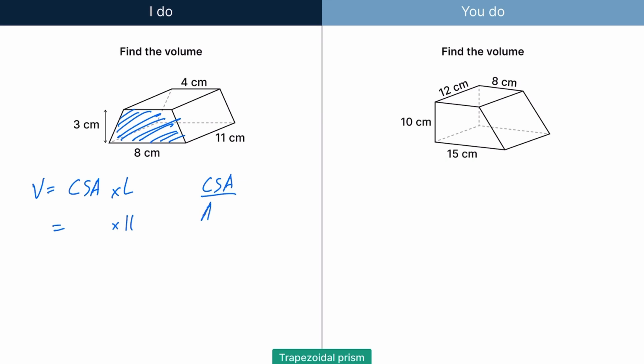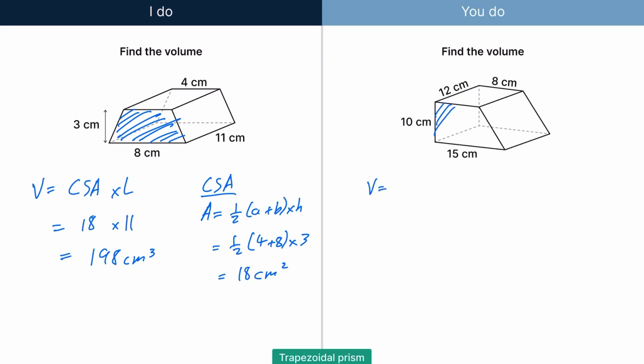And we then have the cross section area. Now here you need to be a bit careful because the area is a trapezium. So we need to use the formula of a trapezium, which is a half a plus b times height. So a and b are this length and this length. What you use for a and b doesn't really matter as long as you use both of them. So that's 4 plus 8 times the height, which is 3. So that'll be half 4 plus 8 times 3, and I get the area as 18 centimeters squared. Now I just put that in here, and then I just do 18 times 11, and I get 198 centimeters cubed as the volume.